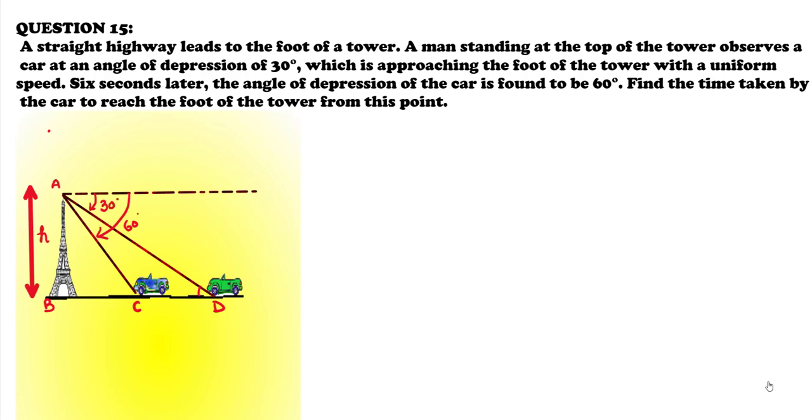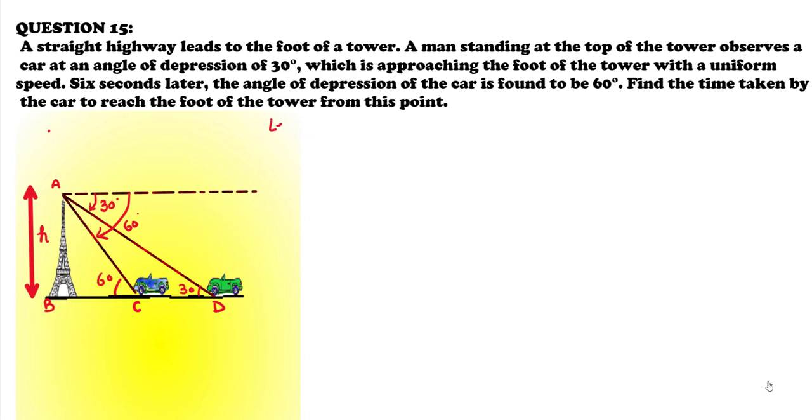So let AB be the height of the tower, which we assume as H, and let the original position of the car be D, and after 6 seconds the position of the car is at point C, so the distance is BC. The angle of depression is 30 degrees. As the horizontal line is parallel to BD, because of the alternate interior angle property, angle D will be 30 degrees. Similarly, angle C will be 60 degrees.